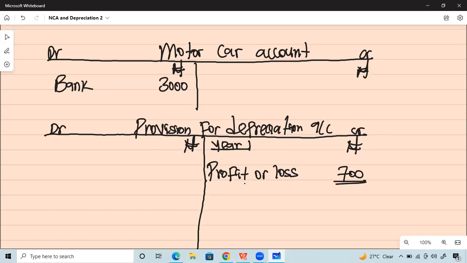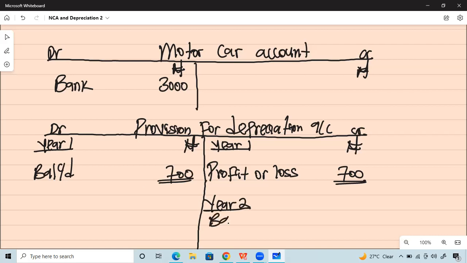Then you close the account. Then you bring the balance here. You can also say here, year one, balance carried down of 700 naira. You close the account. You go to year two. This is the balance brought down, of 700 naira.